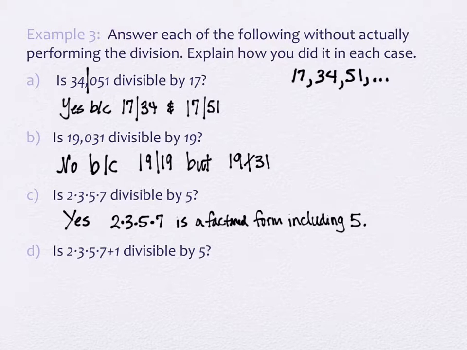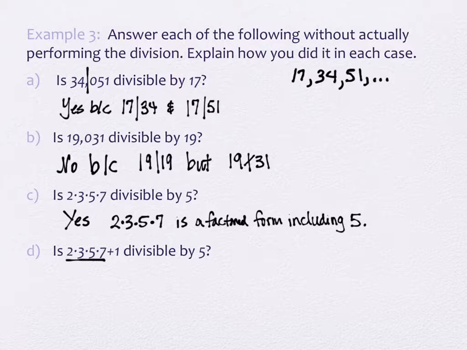Now D is a little different. It's not in factored form. It has this weird +1 business going on at the end, right? So there's a couple of things to be aware of. We know that 5 is a divisor of this piece, right? Okay. Is it a divisor of 1? Well, no. 1 is the only divisor of 1, right? So in order for this to be divisible, it would have to be divisible on each of the components that are separated with the addition. It works on the first piece, but it doesn't work on the second piece.